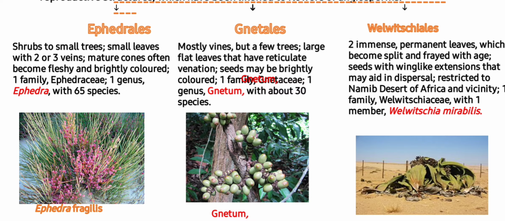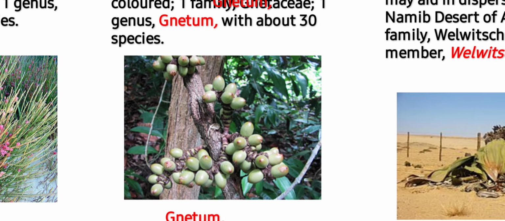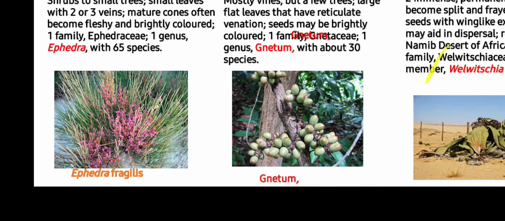While Gnetales are mostly vines with very few trees, and have large flat leaves that have reticulate venation. Seeds are again brightly colored. They have one family, that is Gnetaceae, and one genus, Gnetum, containing 60 species. You can see an image of Gnetum here.